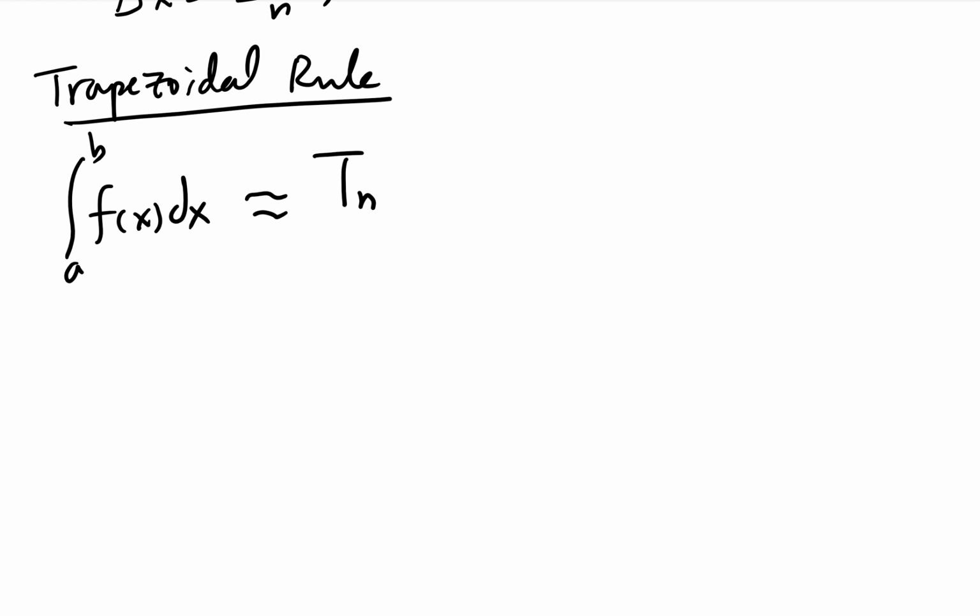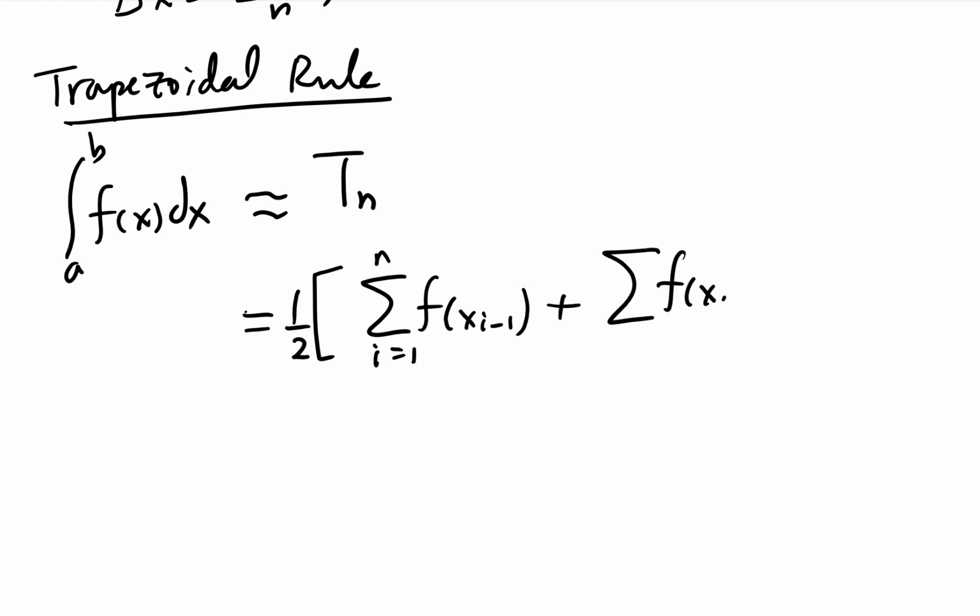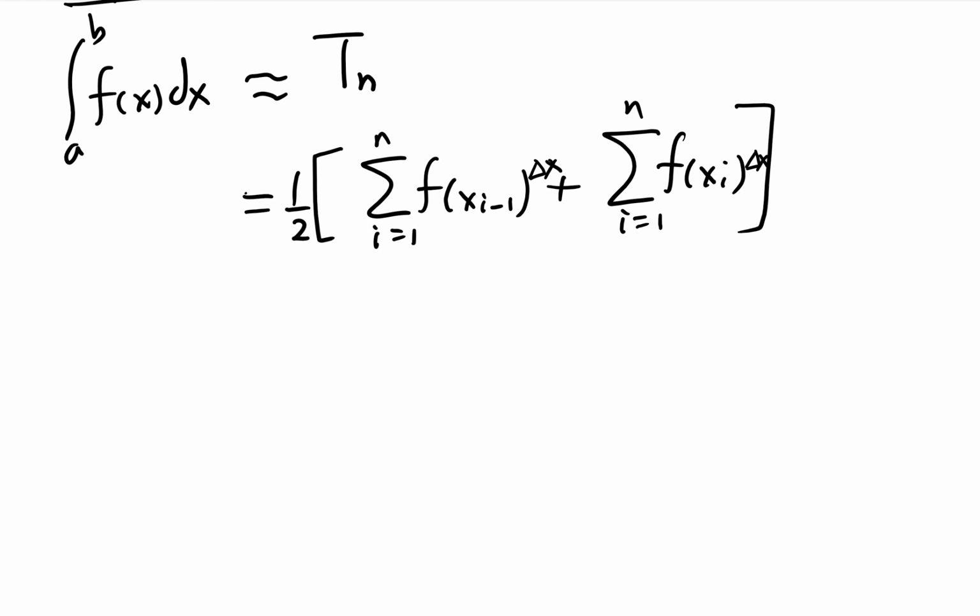If I want to get a formula for this, we are averaging. So it's 1/2 the sum of f of x sub i minus 1, where i goes from 1 to n, plus the sum of f of x sub i, where i goes from 1 to n. See, I'm averaging the left endpoint and the right endpoint. So don't forget the delta x in each one of them. For simplicity, we can factor delta x over 2 out. And now I'm going to take i equals 1 in both of them.